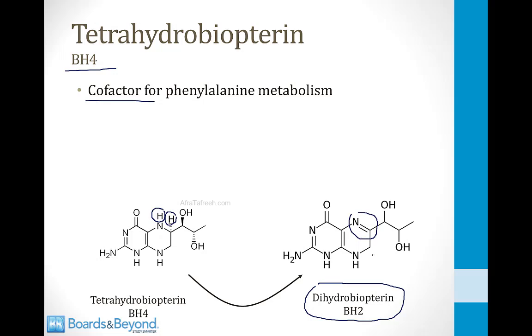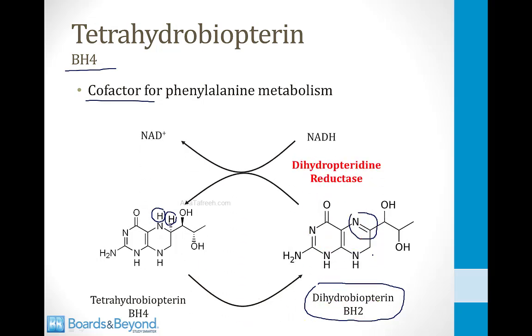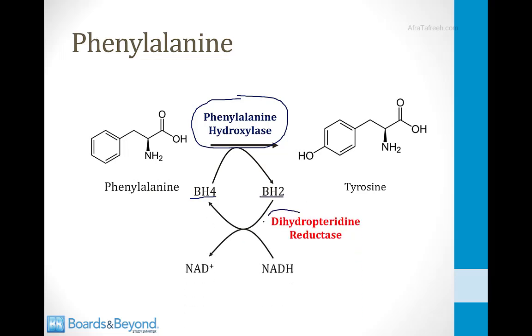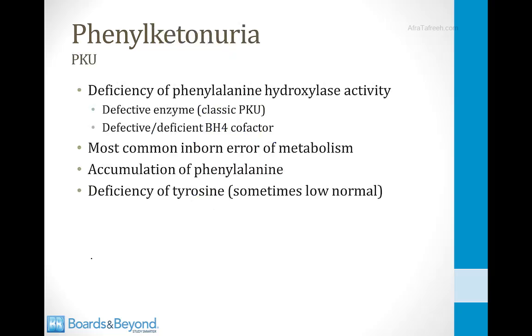Now you need to regenerate BH4 in order to continue metabolizing phenylalanine, and that is done using an enzyme called dihydropteridine reductase and a molecule of NADH, which is converted into NAD. Putting this all together, phenylalanine is converted to tyrosine by phenylalanine hydroxylase. In doing so, it converts a molecule of BH4 into BH2, and then the BH4 is regenerated by dihydropteridine reductase using molecules of NADH.